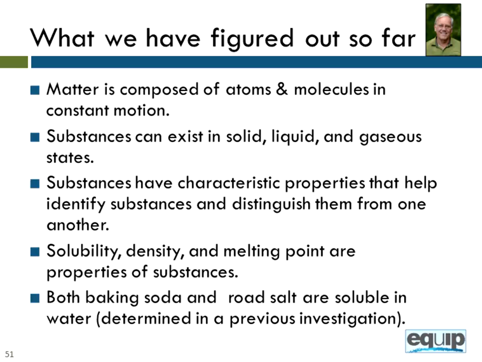We know certain characteristic properties of certain materials. Solubility, density, and melting point are properties of substances. And we've actually been working with baking soda, road salt, and sugar. Actually, I left sugar out in a previous investigation. And we know that baking soda, road salt, and sugar are all soluble in water. So these are all ideas that we've learned up to this point. And now I'm going to engage you in what happens when I mix things together.